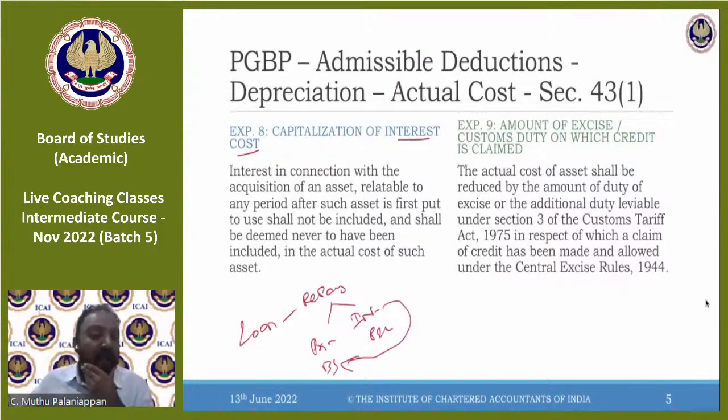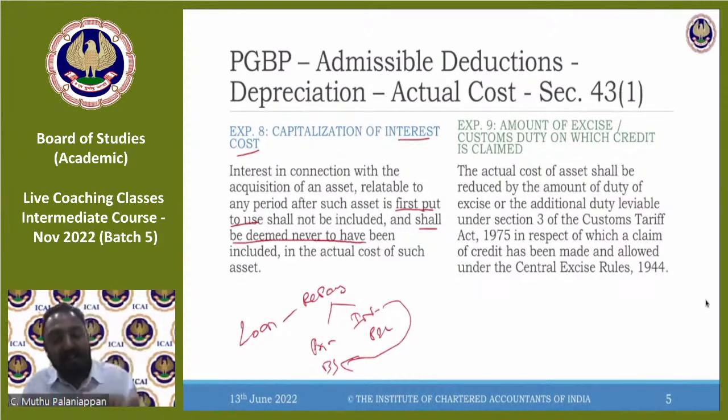When? Interest in connection with the acquisition of an asset relatable to any period after such asset is first put to use shall not be included and shall be deemed never to have been included in the actual cost of such asset. There is a beautiful phrase in this Income Tax Act. It says, shall be deemed never to have been included in the actual cost.